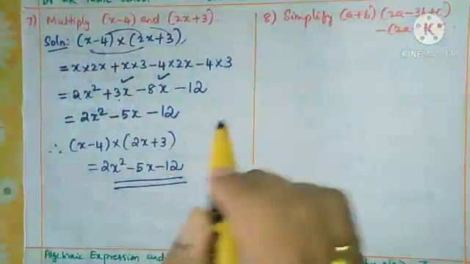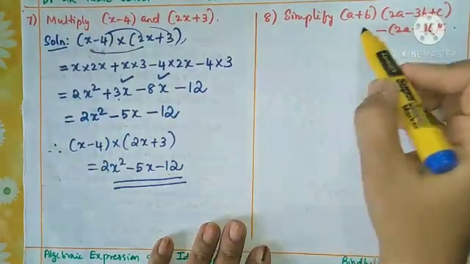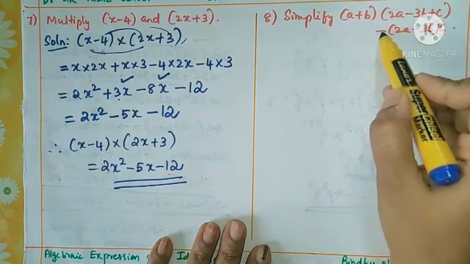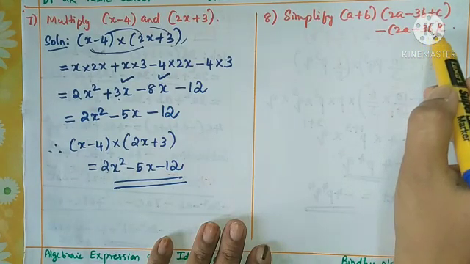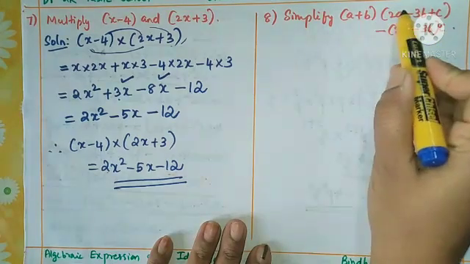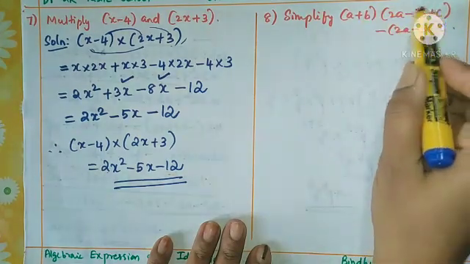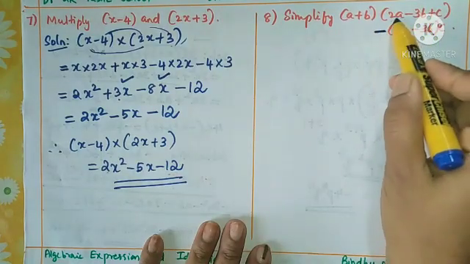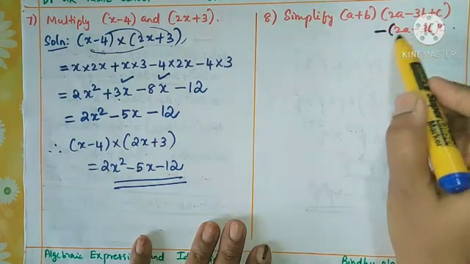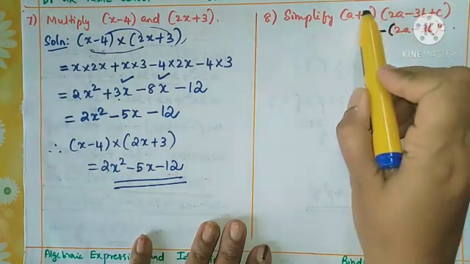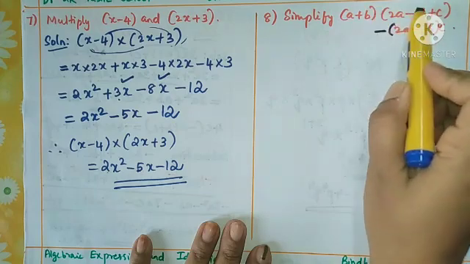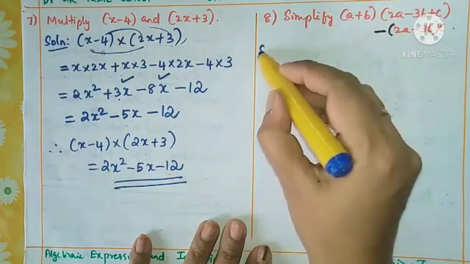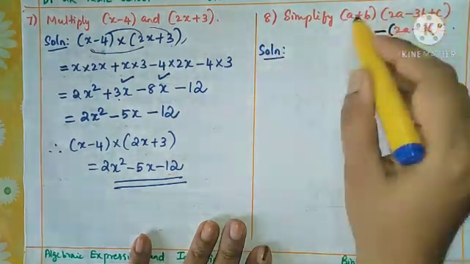Now see this question. Simplify a plus b into 2a minus 3b plus c, minus 2a minus 3b into c. So actually this first two brackets you need to multiply. Okay, a plus b into this one. And here there is minus of bracket. So what is the meaning of this? Subtraction. So first you need to simplify these two brackets. Then that answer minus this one.